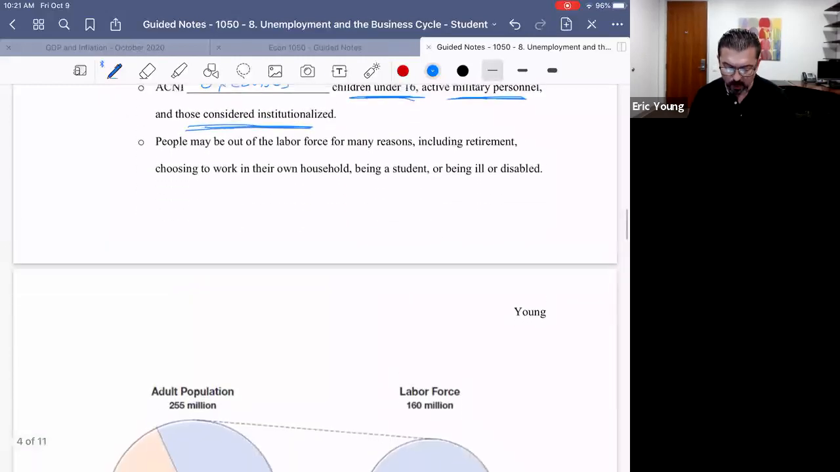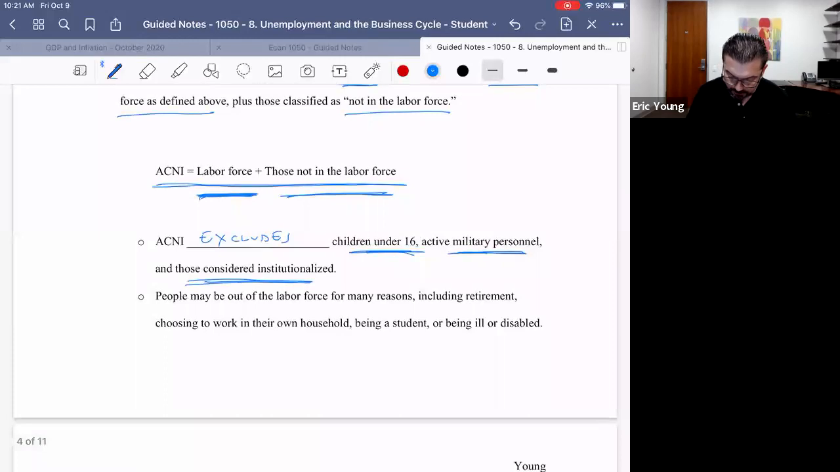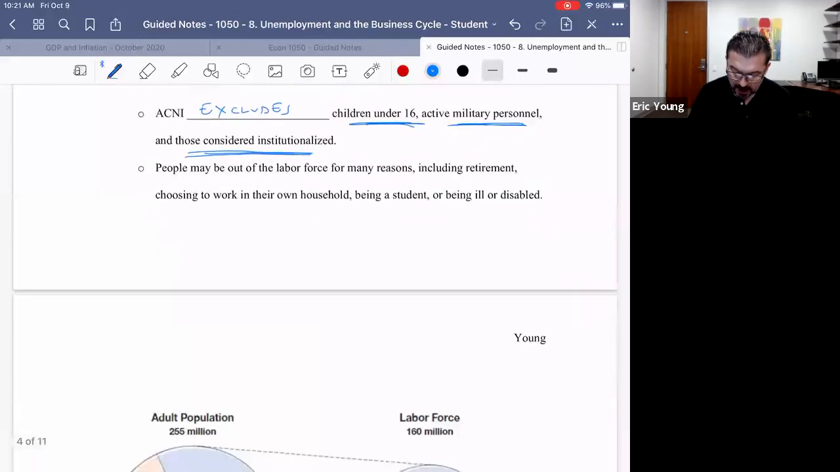It's important to point out, by the way, that people who are not in the labor force can be out of the labor force for a lot of reasons. It can include retirement.